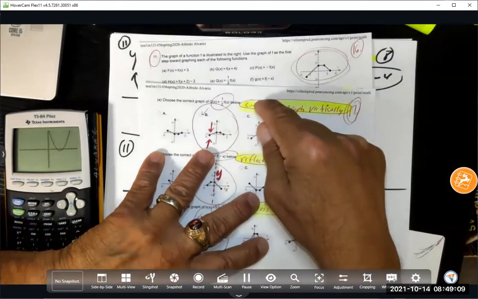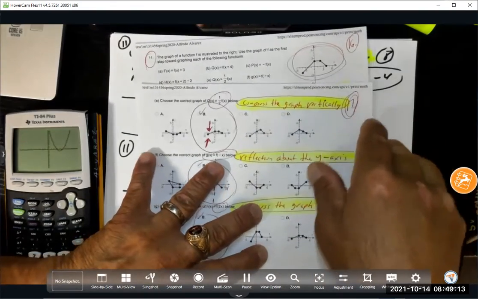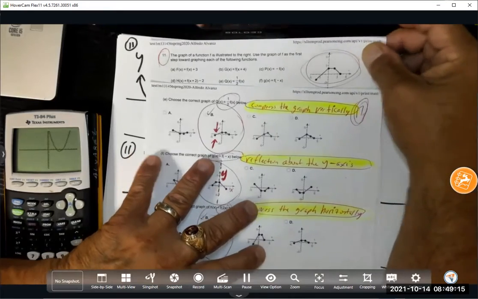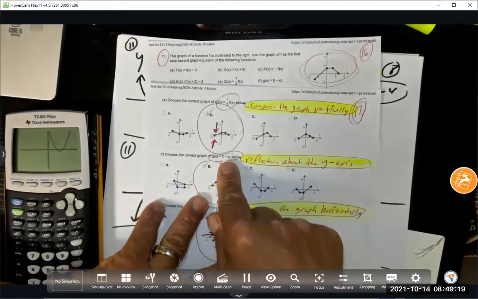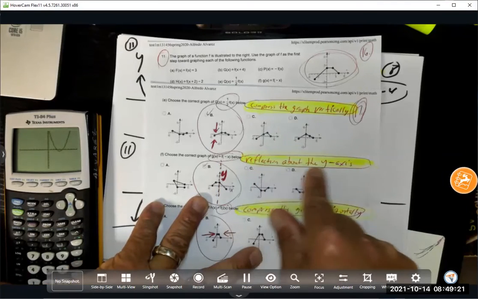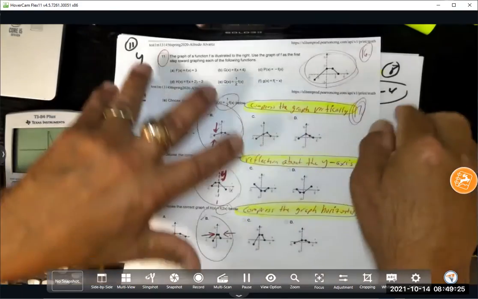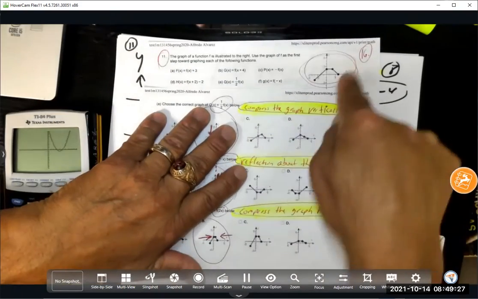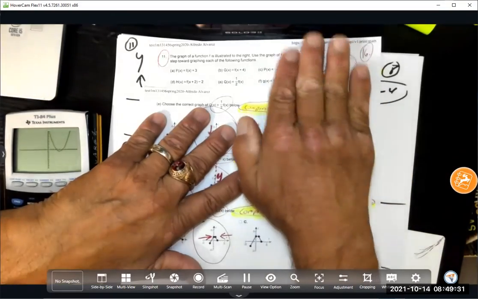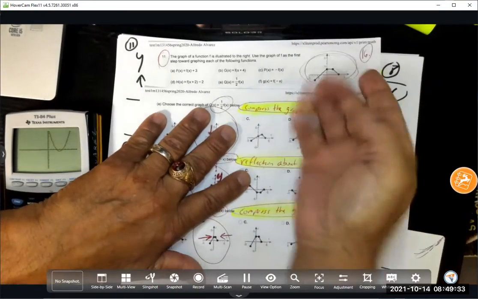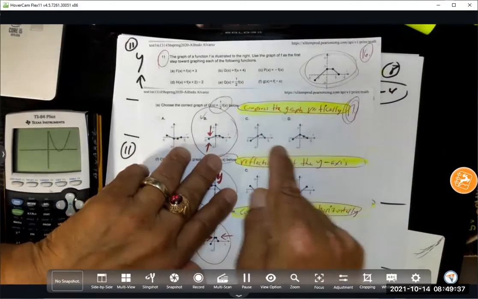We didn't do this one in your original function, but you have to remember what happens here. What happens if you replace all the x's with a negative x? It's going to reflect about the y-axis. The y-axis is this line right here. So this graph is going to turn around on this line, you're just going to rotate it this way.